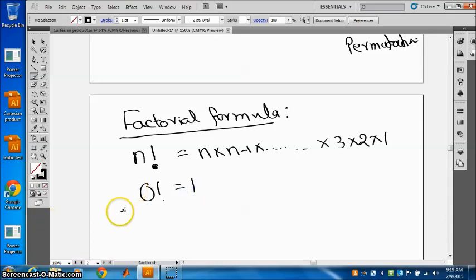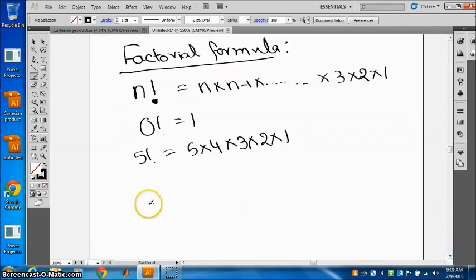Now example, what will be factorial 5? Factorial 5 means start with 5, 5, 1 less, 4, 1 less, 3, 2 and last number should be 1. What is factorial 4? Factorial 4. Start with 4, 4, 3, 2, 1.